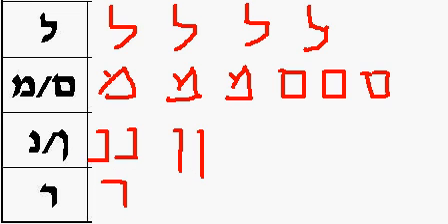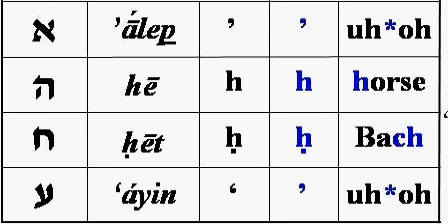Let's proceed to our next four letters. Here we can see those four letters. All of them are gutturals. They behave differently from the other letters in Hebrew, and that was the reason we gathered them in this chart.